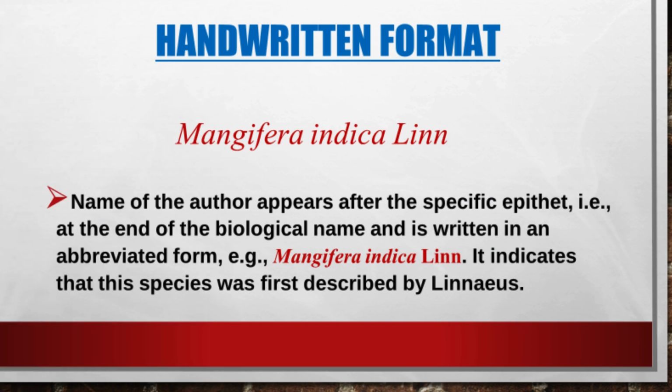Handwritten format examples for scientific names. Mangifera indica Linn. The name of the author appears after the specific epithet, that is, at the end of the biological name, and is written in an abbreviated form, for example Mangifera indica Linn. It indicates that this species was first described by Linnaeus.